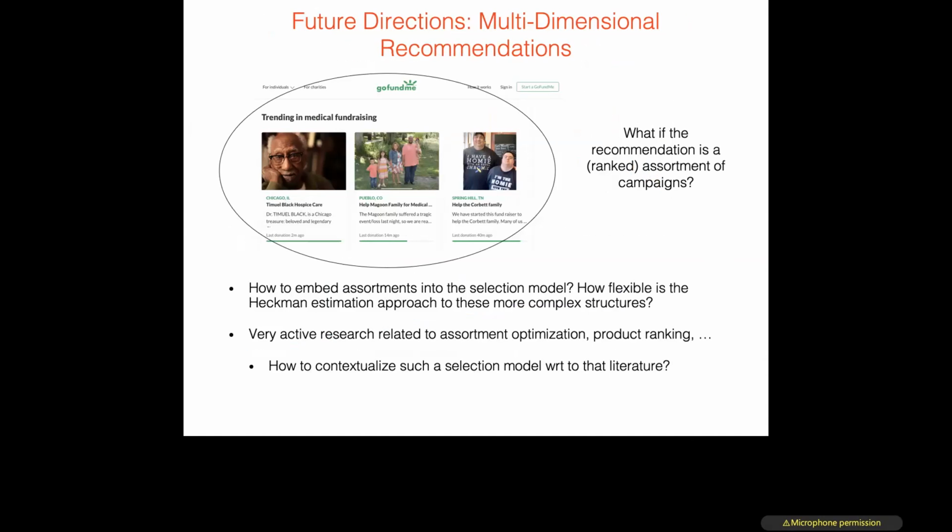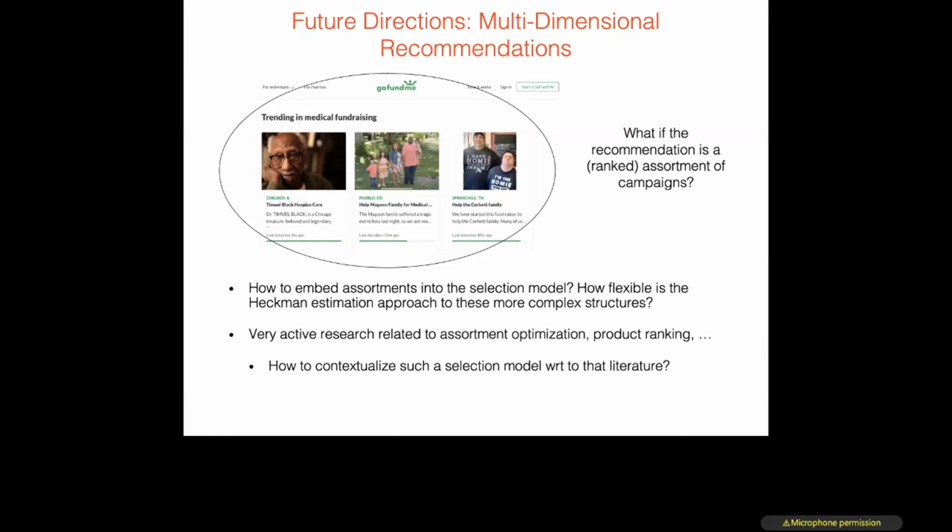The other interesting future direction was, if you just look at the GoFundMe page, clearly there's some assortment that a customer might see. So I could certainly see it being very interesting to ask, if the arm that you pull now becomes an entire assortment, or maybe an ordered assortment of these campaigns, is that something that I can learn? So embedding some kind of assortment structure into the selection model is something that could be quite interesting to do. And again, there's a question of how robust or how flexible this Heckman estimation approach is to handle a multidimensional structure.